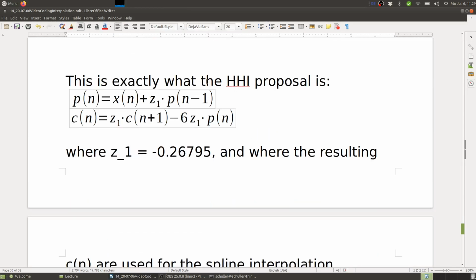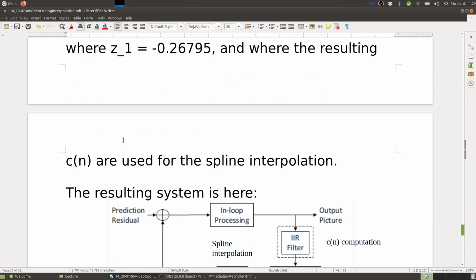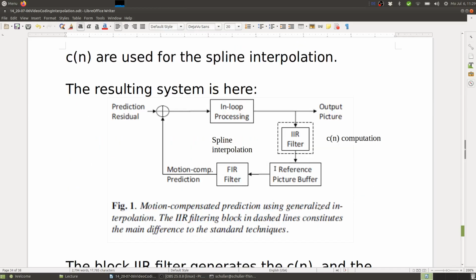Yeah, and this is exactly what the Heinrich Hertz Institute proposal is for H.265. Right. So here's the formula again. We have this first part of our filter, the causal part, then here the second, the non-causal part. This gives us the compensated image, and this C of n is then used for the spline interpolation. So the resulting system is here.